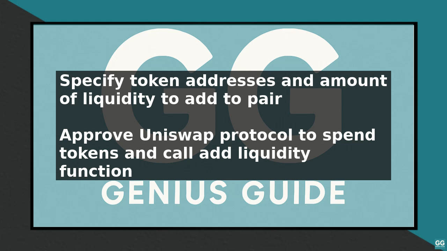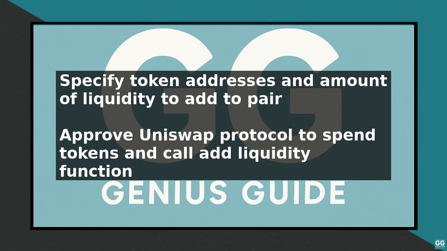In practical terms, adding liquidity to Uniswap can be done using the Uniswap SDK in a programming language like JavaScript. For example, you can use the Uniswap SDK to add liquidity to the ETH/USDT trading pair by specifying the token addresses and the amount of each token you want to add.